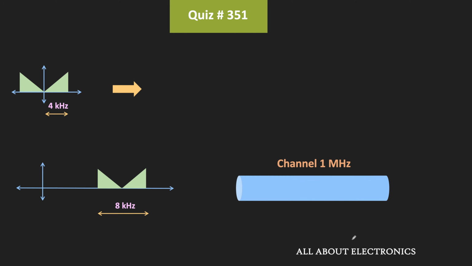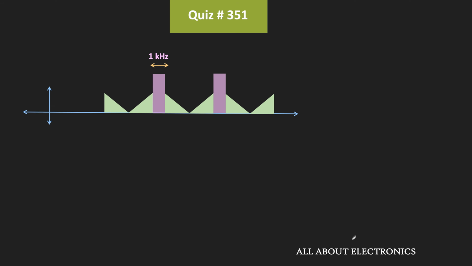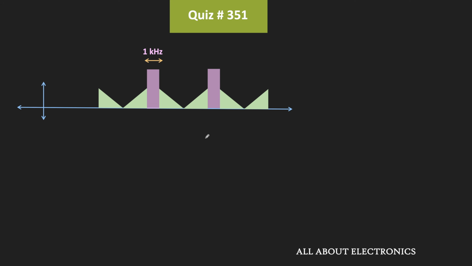So let's say 3 such voice channels are multiplexed together. And here, to avoid interference, the guard band of 1 kHz is also kept between the two channels. So if we just take the case of the 3 channels, then the total bandwidth required to multiplex 3 channels is equal to 3 times 8 kHz plus 2 times 1 kHz.